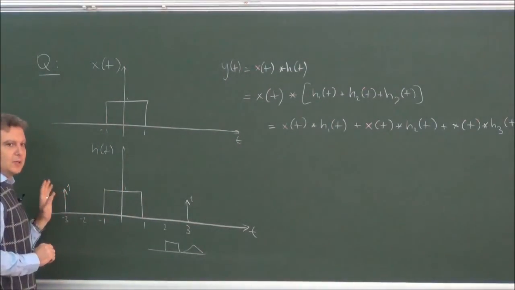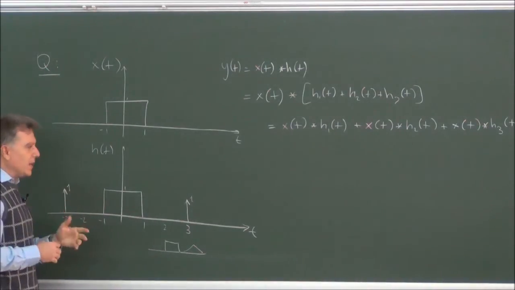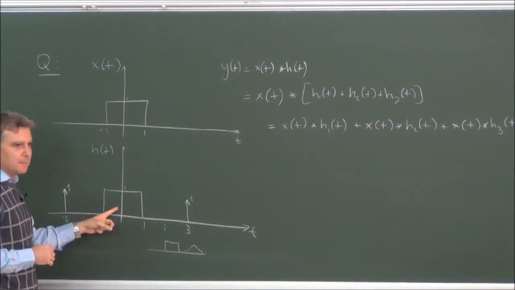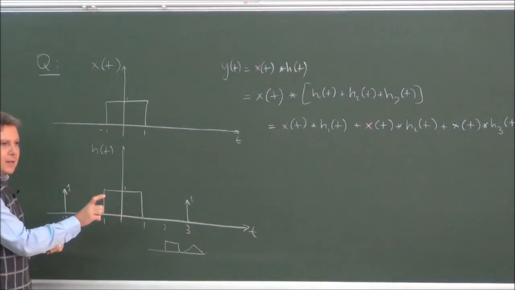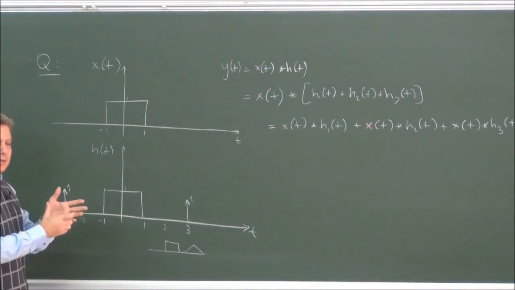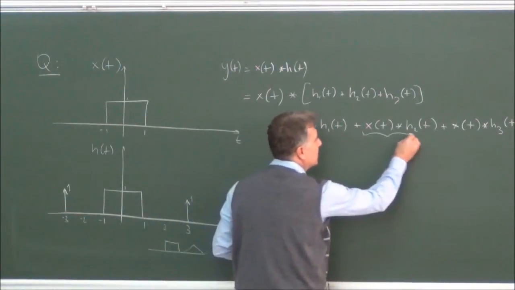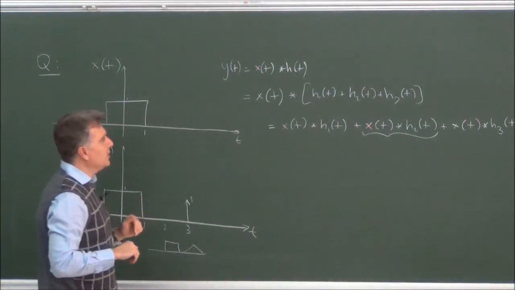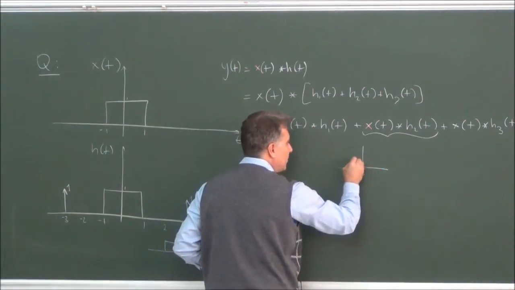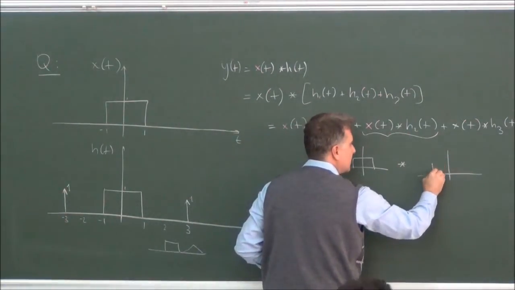The second thing that I want to point out is that I suppose, or I hope, that you already know how to convolve this rectangle with this rectangle. You flip around and then you slide. The amount of slide determines the output. So let's think of this part, which is the middle part. X of t convolution with h2 of t. That part is the convolution of this rectangular shape with the same rectangular shape.